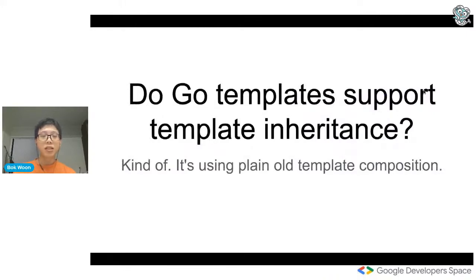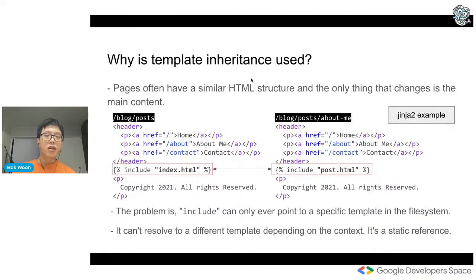Then do Go templates support template inheritance? Kind of. It's just the same template composition rules that we have been following all along. So why is template inheritance used? Quite often you have pages that will be quite similar except for some content in the middle. For example, you have the same header, same footer, then when you visit this URL, let's say a blog post, you want to include this template called index.html. But if you visit a different URL, you still have the same header and footer, but you want to include a different template called post.html. The problem is that these includes only point to a specific template in the file system. It's a static reference, so it cannot point to different templates depending on the context.